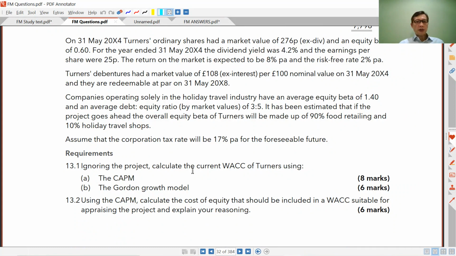So 13.1 is about calculating the current cost of capital. That's about the current business here. And for the cost of equity, you have to use a capital asset pricing model. And for part B, you have to use a growth model. And for 13.2, considering diversification, you are asked to calculate the cost of equity using the capital asset pricing model, of course, adjusting for the risk for the project.